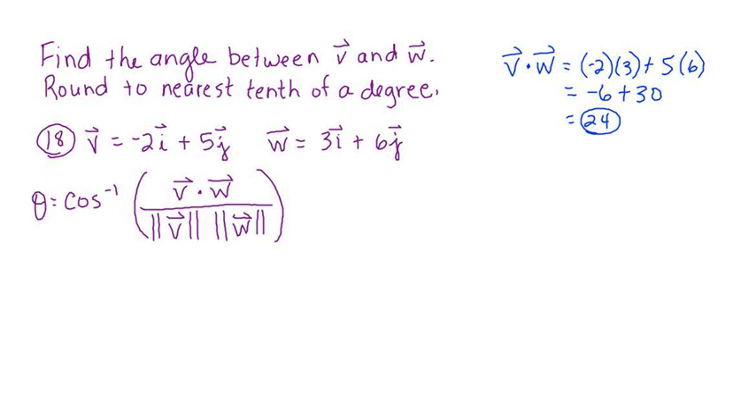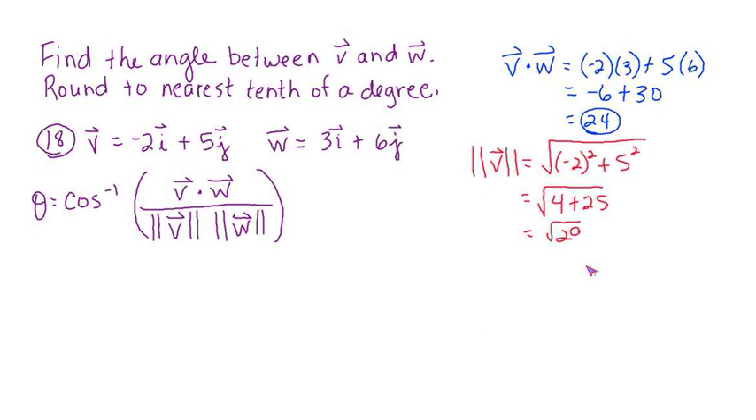Now, next, we're going to need the magnitude of v. So the magnitude of the vector v is, of course, the square root of a squared plus b squared. So that's the square root of negative 2 squared plus 5 squared, which is the square root of 4 plus 25. That's the square root of 29.